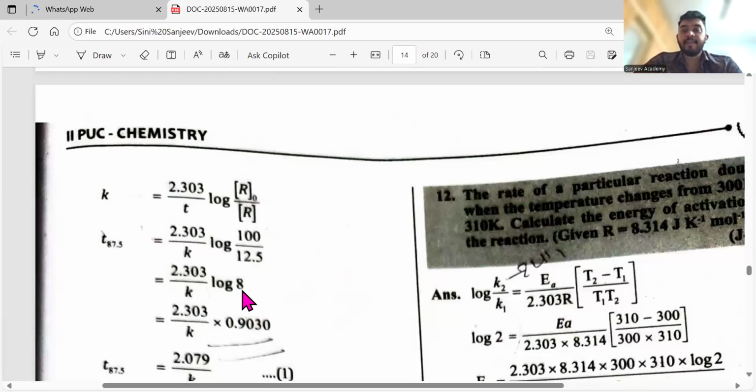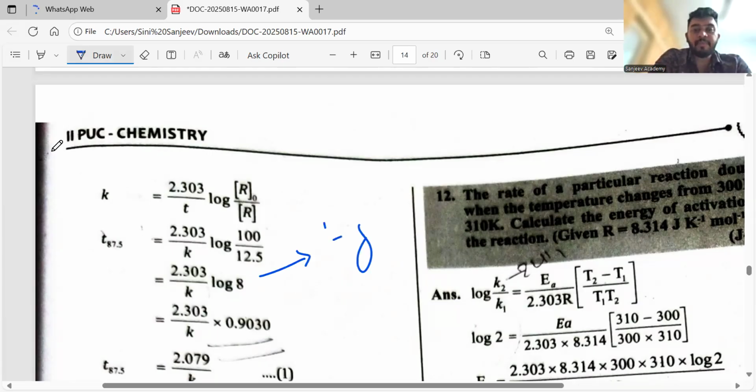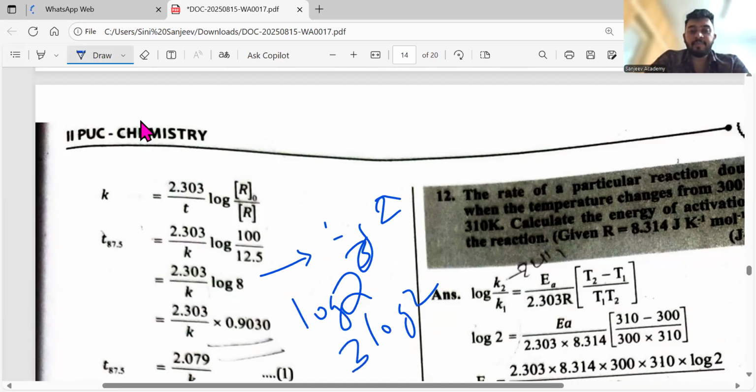So 8. 8 can be written as what? Log 2 cube, right? This is my log 2 cube. So that is basically 3 log 2. 3 into 0.3 is 0.9030. That's it.